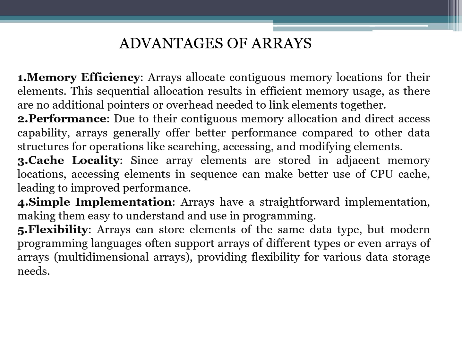Next is the performance. Due to the memory efficiency, arrays generally offer better performance compared to other data structures for operations like searching, accessing, and modifying elements. Next is the cache locality. Since array elements are stored in adjacent memory locations, accessing elements in sequence can make better use of the CPU cache, leading to improved performance.